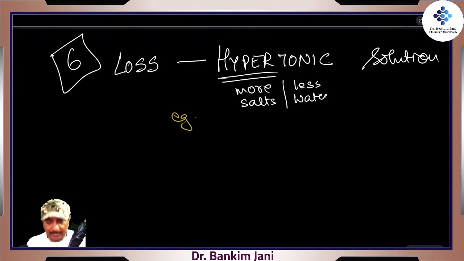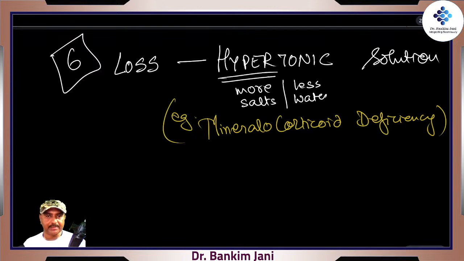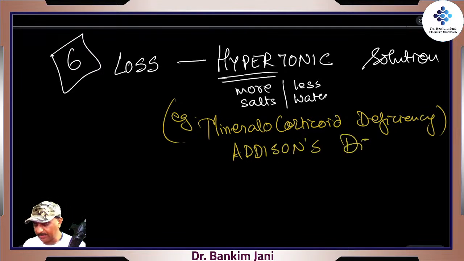This thing happens in what is called mineralocorticoid deficiency. What it really does is it balances or regulates the minerals. So this is also called Addison's disease. Right now we are not entering into the details of Addison's disease, but we just understand that in this disease more salts are lost. That's right, more salts are lost.